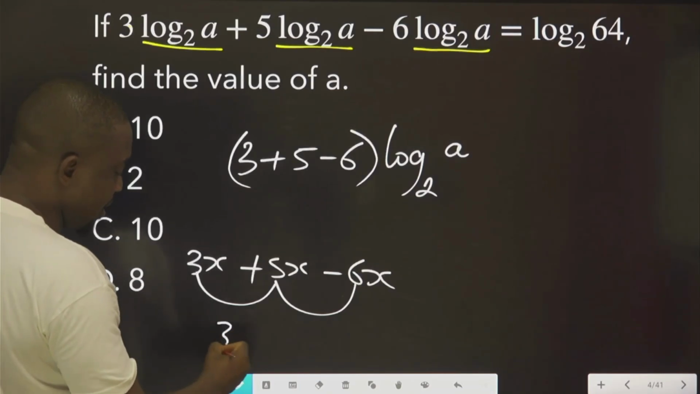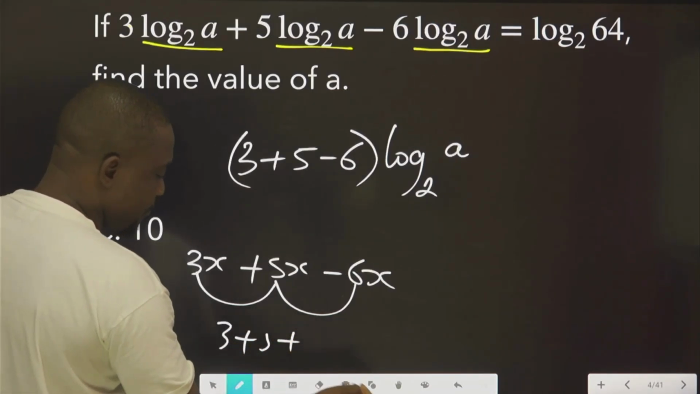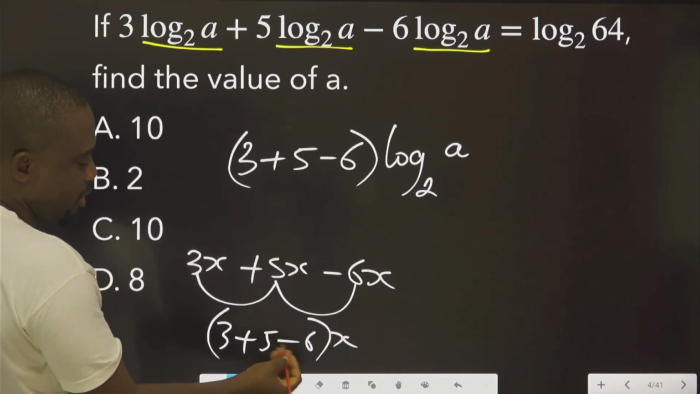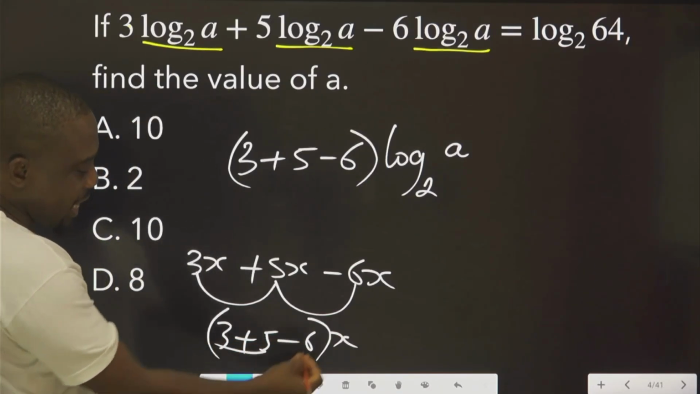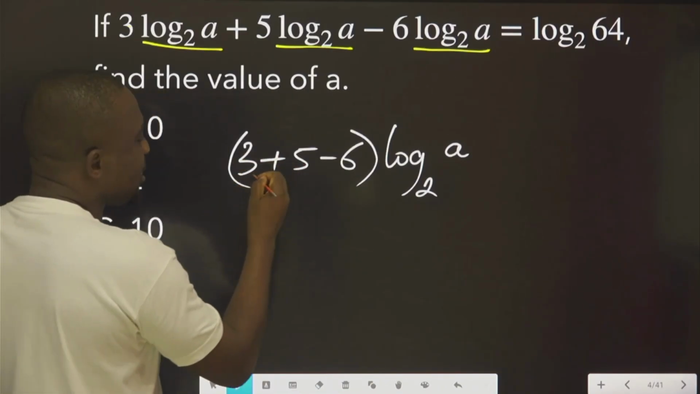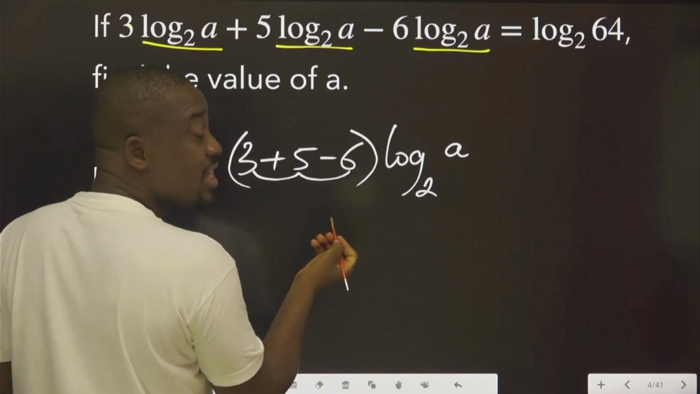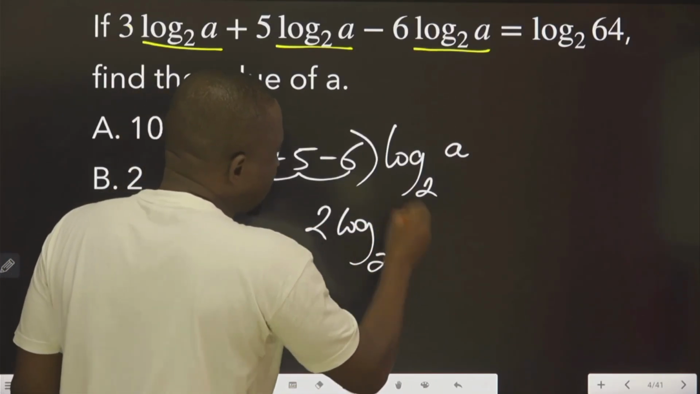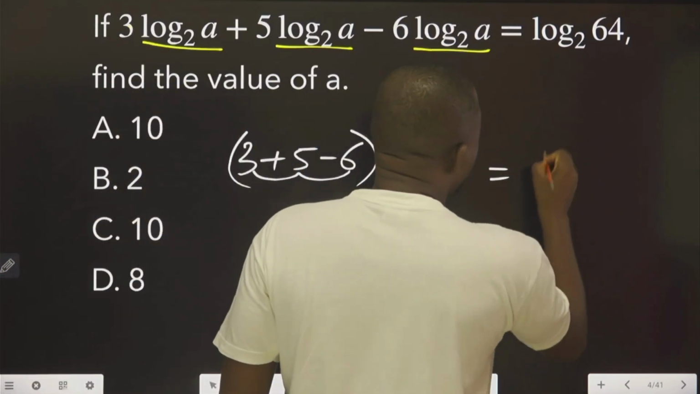That is 3 plus 5 minus 6x. You solve this now, you have 8 here minus 6, that is 2x. The same thing with this. This is 8 minus 6, which is 2. That is 2 log this. Remember, you have to put this.